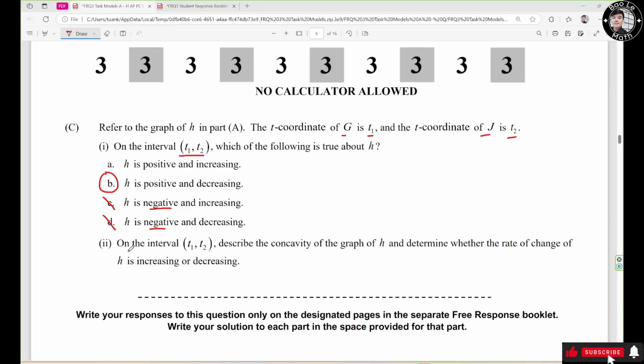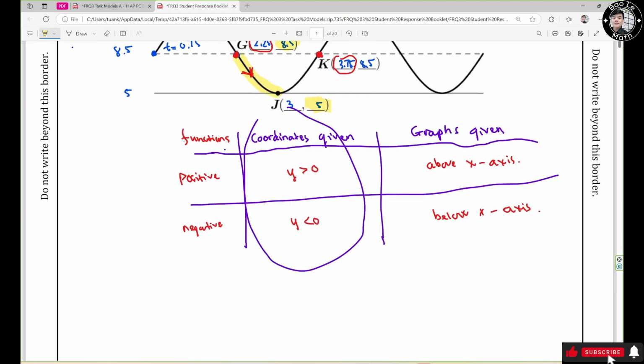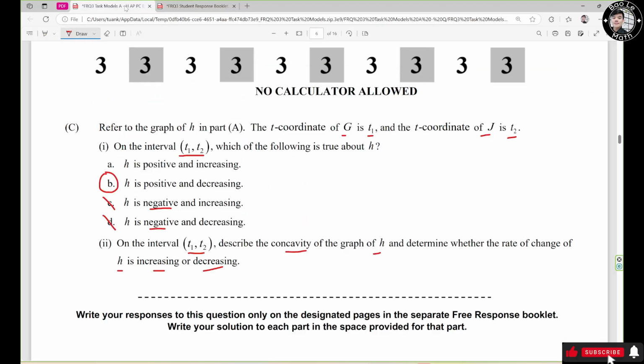Let's move on to the next question right here. On the interval t1, t2, describe the concavity of the function h and determine whether the rate of change of the function h is increasing or decreasing. So we look at this one right here. The function is concave up, right? And then the rate of change is increasing because the function is concave up. So you need to explain it right here. Let's move on to the next question.